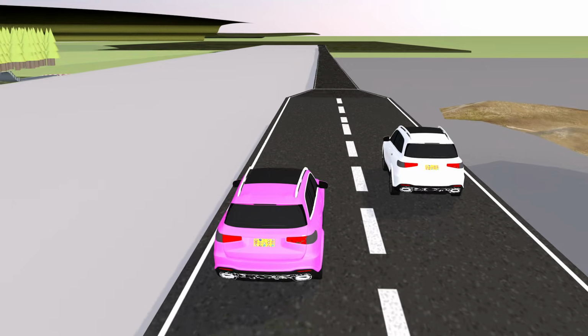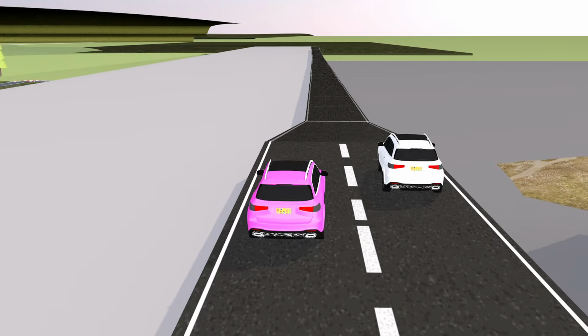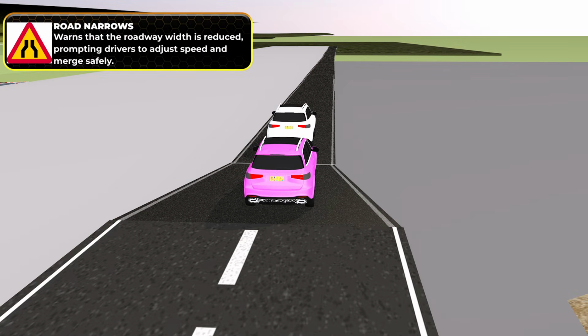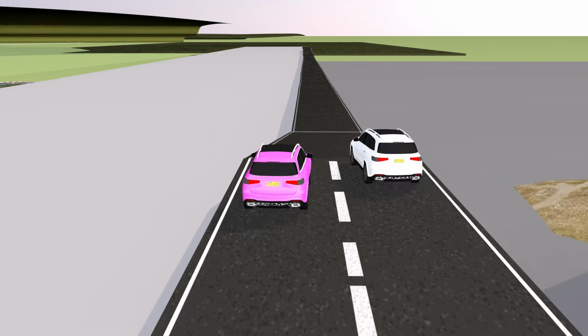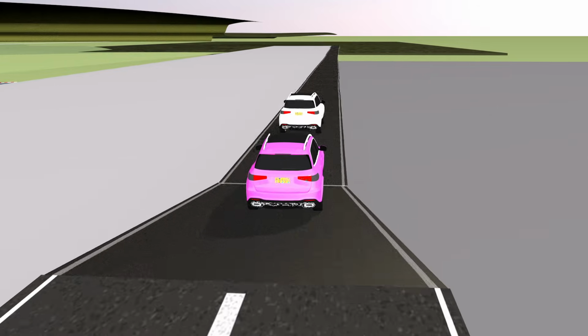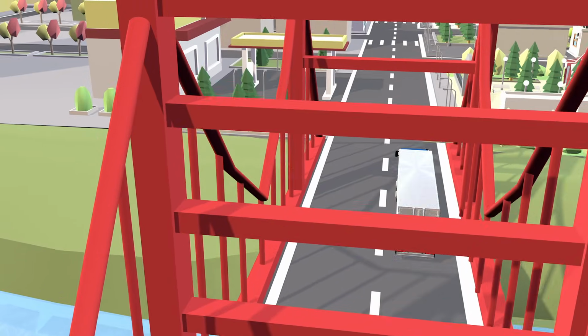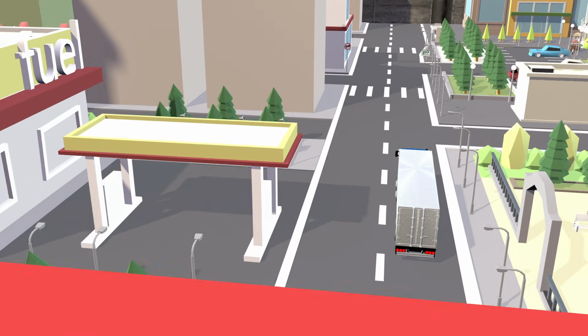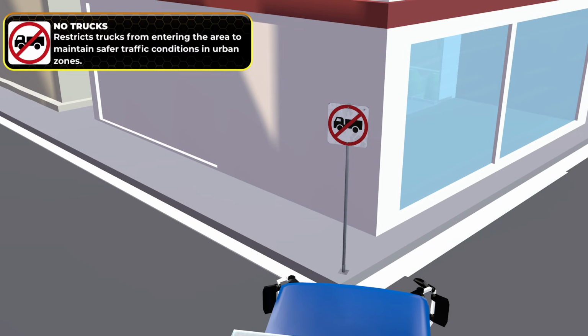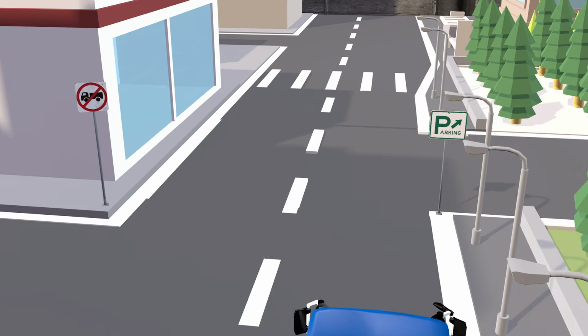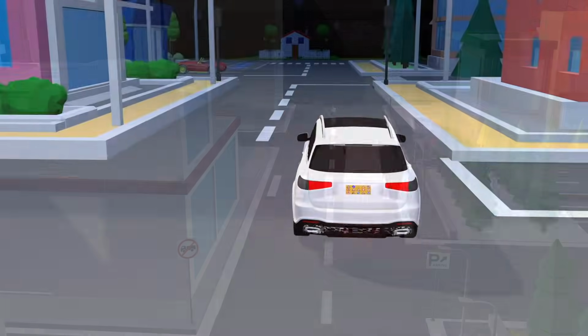This is the road narrows sign, and it means that the width of the roadway ahead will decrease, leaving less room for vehicles. Drivers should reduce speed, stay centered in their lane, and prepare to merge or yield as needed when navigating the narrower section. This is the no truck sign, and it means that large commercial vehicles, such as trucks, are prohibited from entering this area. This restriction helps maintain safer traffic conditions.